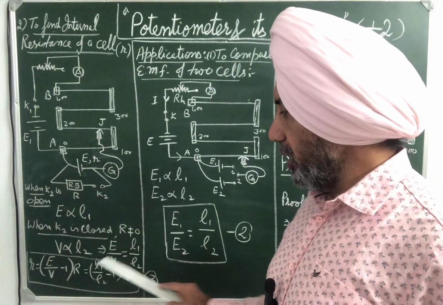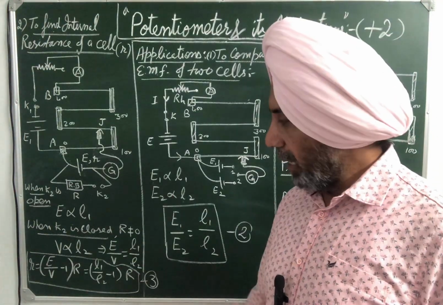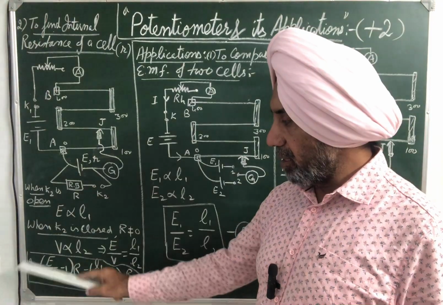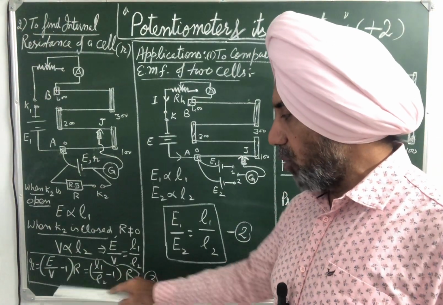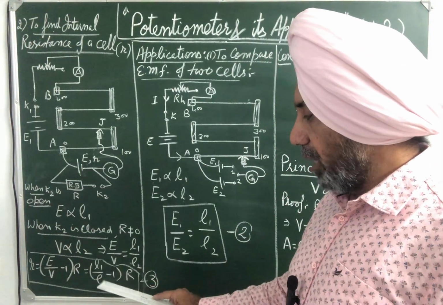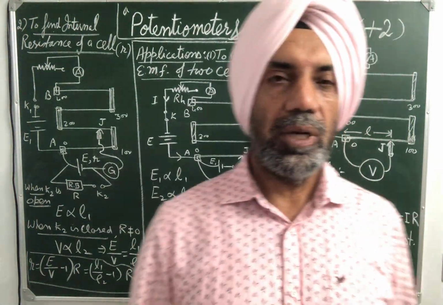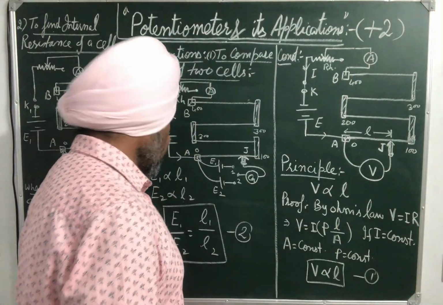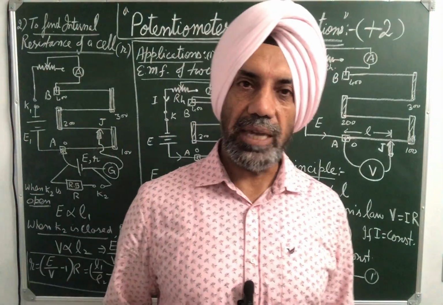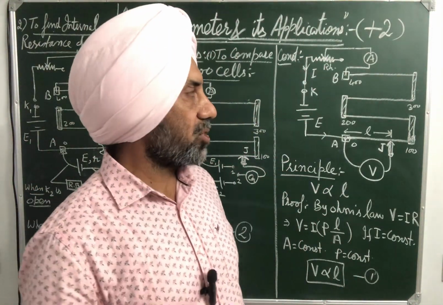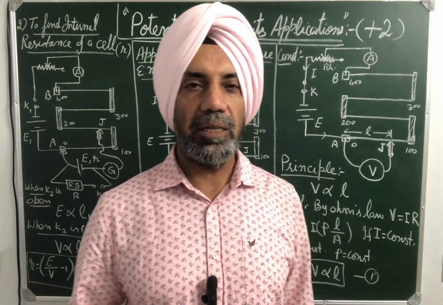So find E upon V, that will be L1 upon L2. And we know that internal resistance r is given by (E upon V minus 1) into R. So it will be (L1 upon L2 minus 1) into R. So knowing two balancing lengths L1, L2 and R, we can find internal resistance of the cell. So these are the two practical applications of potentiometer.